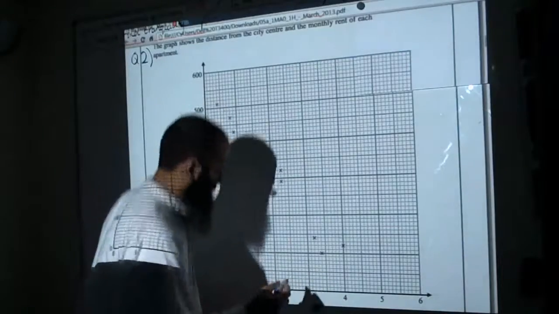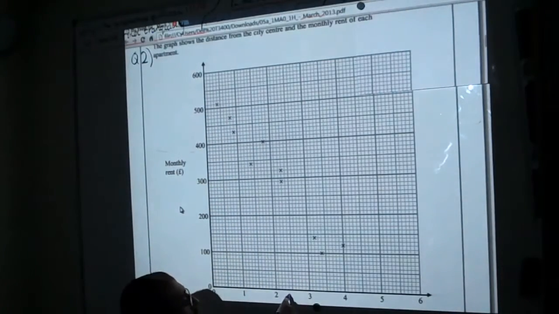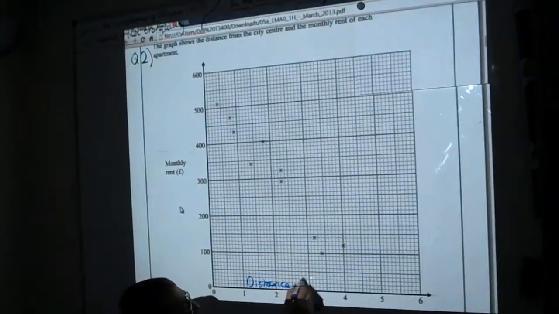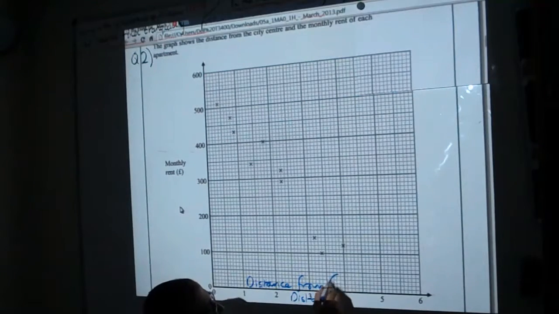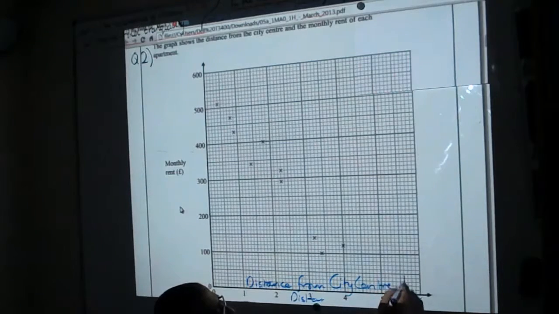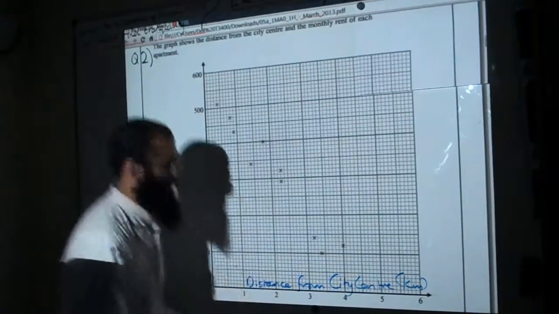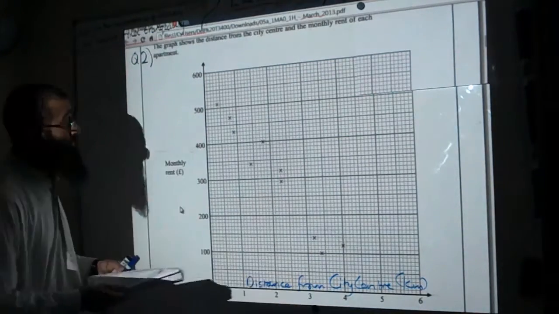I'll try right here. Right up here: distance from city centre in kilometers. Okay, right, hopefully that's all on there.